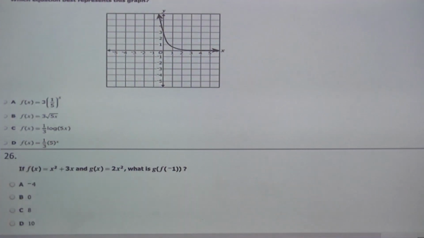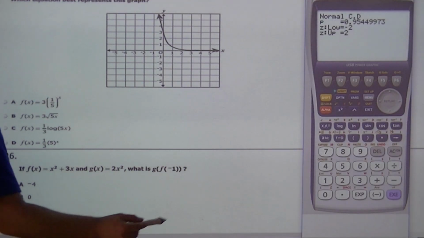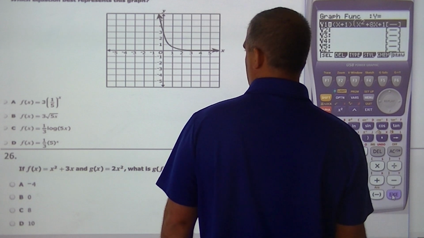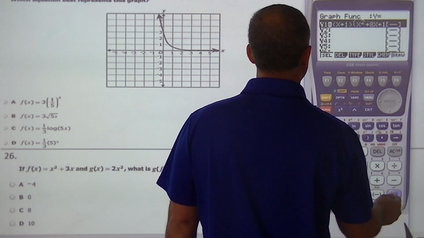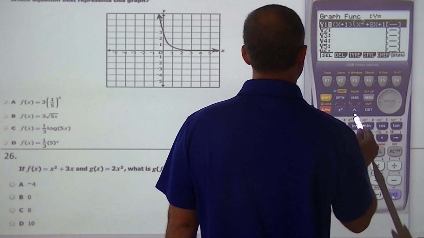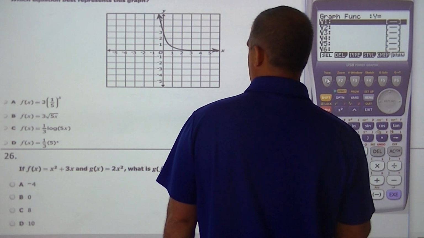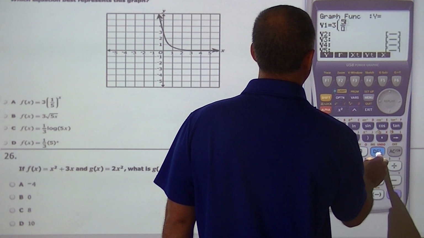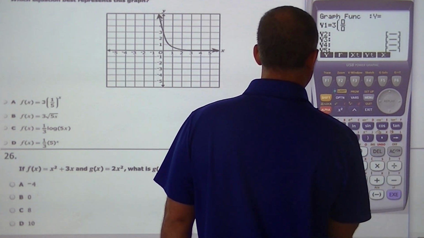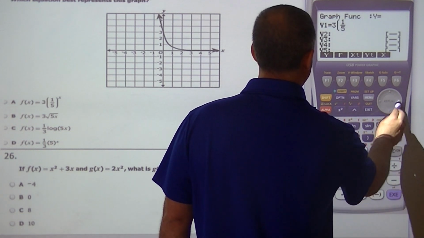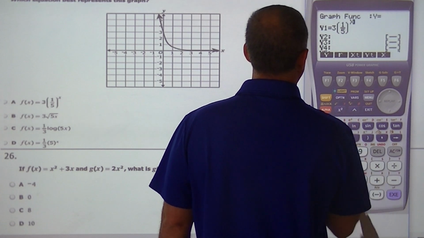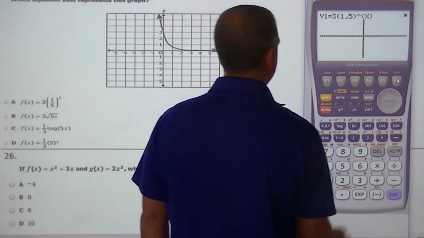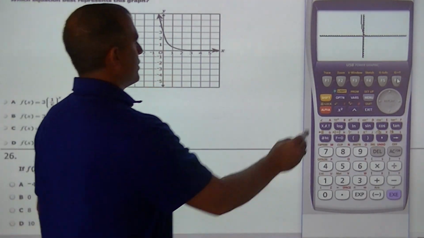25, we're matching graphs, all right? Pretty simple. They give you a graph, match the graph, all right? Okay, and so what I would have here, all right, I think this is the answer, the one with the 1/5. I could be wrong, but let's check it. And it looks pretty similar. Let me change the window.